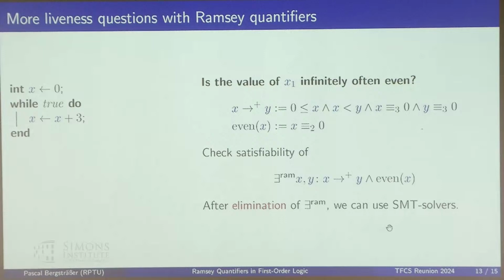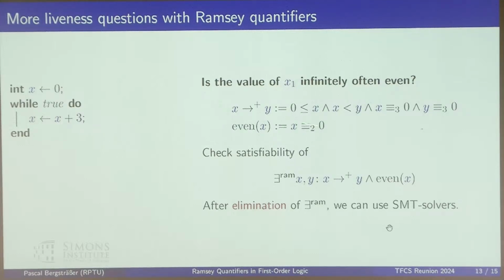Of course, it's a pretty easy example, but this is a Büchi condition, right? So we want to reach some set infinitely often. What is x1? x sub 1. Sorry, this should be x. Yeah, there's a typo. At the beginning it was x1, but we only have one variable. Okay, we want to check if x can be even infinitely often.